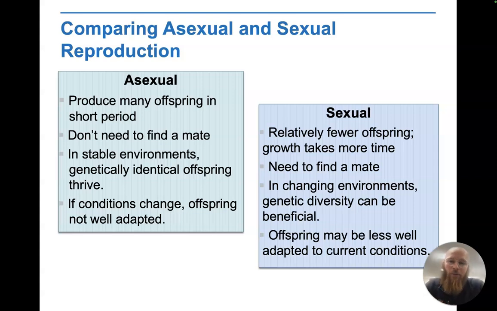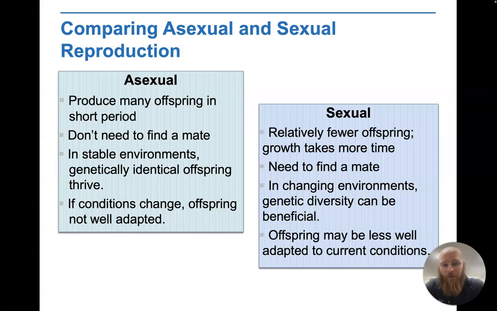For asexual reproduction, stable environments, genetically identical offspring are able to thrive. But if those conditions change, the offspring might not be well adapted, so there's a risk there where if we don't have any sort of diversity or uniqueness across individuals, if one individual is not well suited and would die, that means all individuals are not well suited and would die. So we are really technically risking extinction by keeping everybody genetically identical.